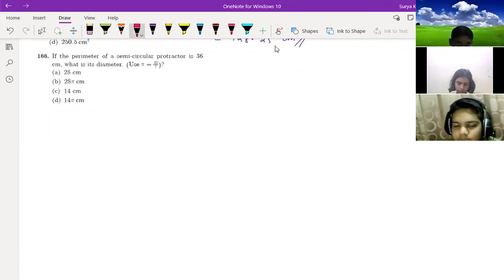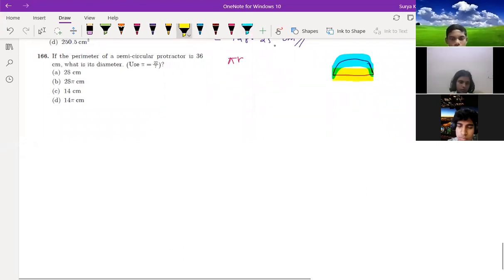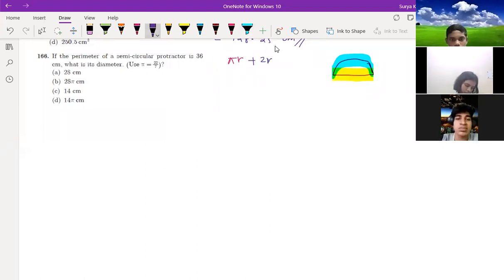Sir, it is half of the circumference. You mean to say pi r? Yes, sir. See, here only children will make a mistake. Semicircular means like this will come, and one more line like this will come. So pi r will be there only for the top part, and you forgot to add this diameter. So the perimeter of the semicircular protector is nothing but pi r plus 2r, or you can directly write d. Okay, Hemant.